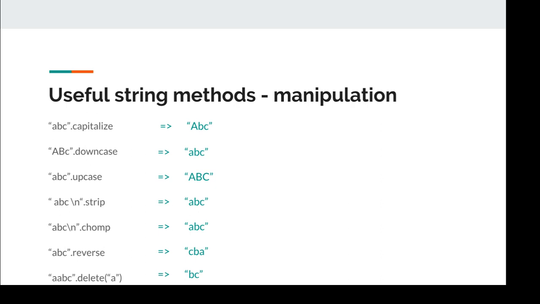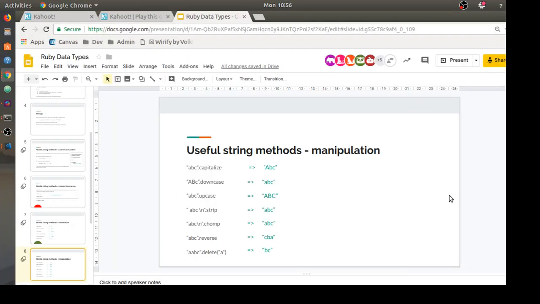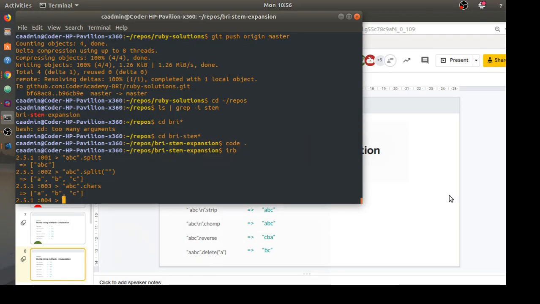So, for example, I'll show you in IRB. Can everybody see my terminal? Okay? Is it too tiny? Should I make it bigger? Oh, it's not letting me do that in IRB.